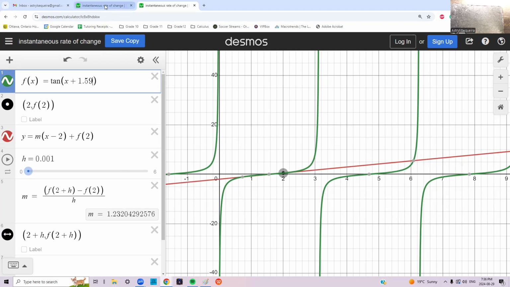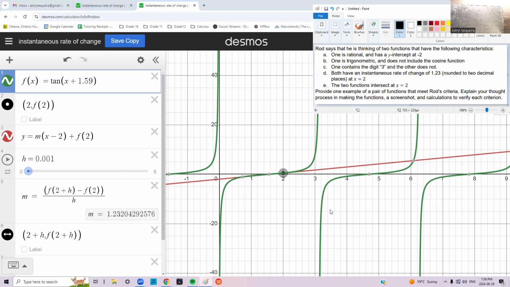So we've got our two functions over here that satisfy the first four conditions. The rational one has a y-intercept of -2. The trigonometric one does not include the cosine function. The rational one has a 3, but the trigonometric one does not. Both have the same IROC.